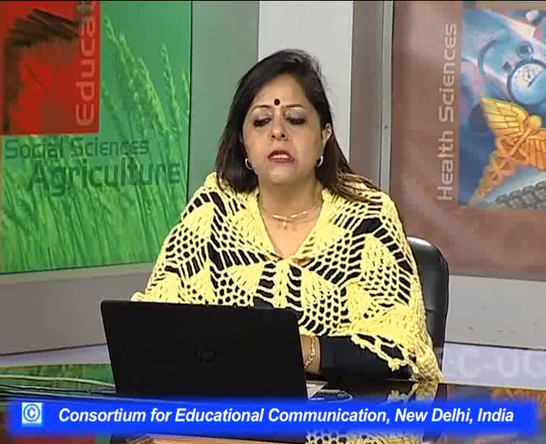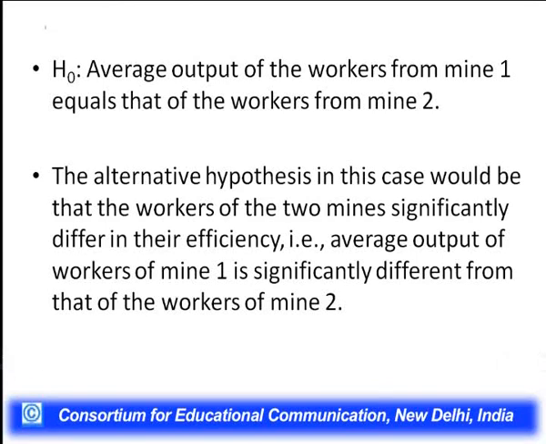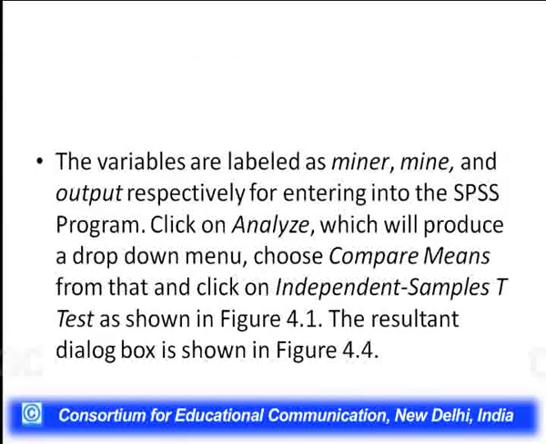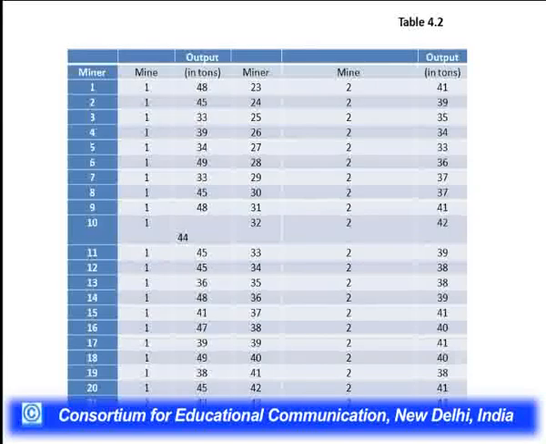The alternative hypothesis in this case would be that the workers of the two mines significantly differ in their efficiency, that is, the average output of workers of mine 1 is significantly different from that of workers of mine 2. Variables are labeled as miner, mine and output respectively for entering into the SPSS program. Click the Analyze button, which will produce a drop-down menu. Choose Compare Means and click on Independent Samples t-test. As shown in figure 4.1, the resultant box would be like this. So this is how you are going to input the data.